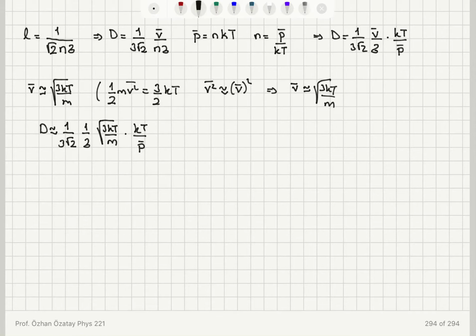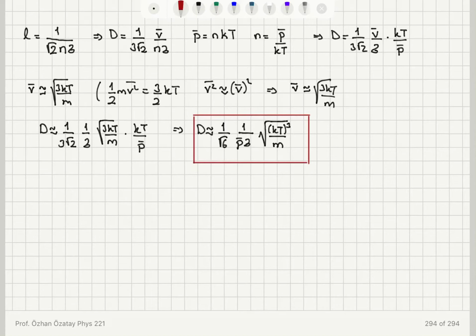So this gives us for diffusivity 1 over square root of 6, times 1 over P bar sigma, times square root of kT cubed divided by m. So I take the kT inside the square root. So basically this is going to tell me about the dependence of the coefficient of self-diffusion on other parameters of the system.